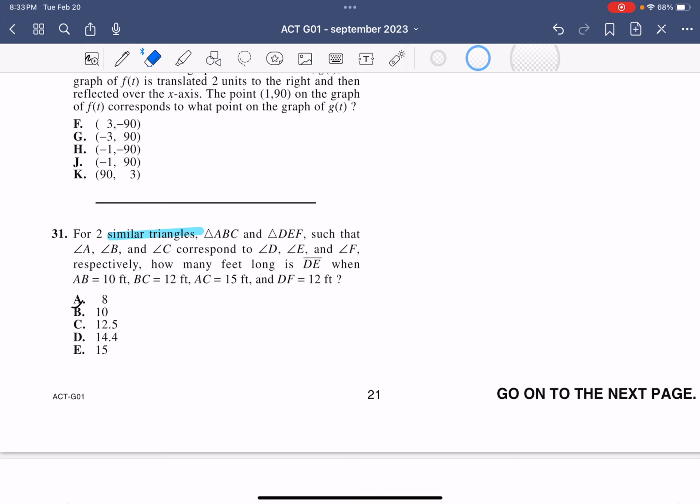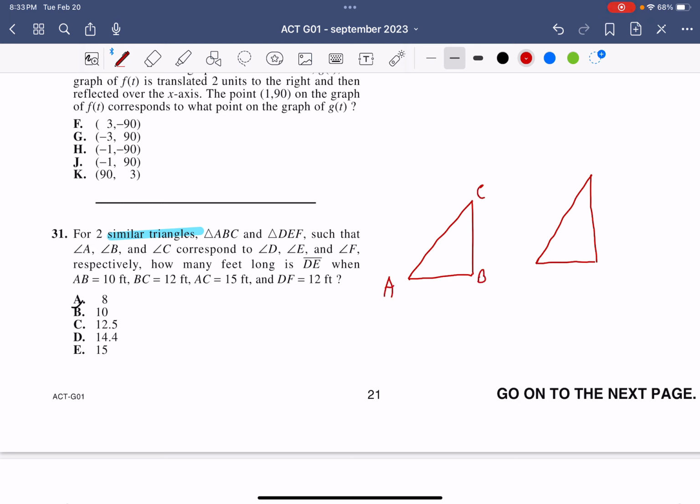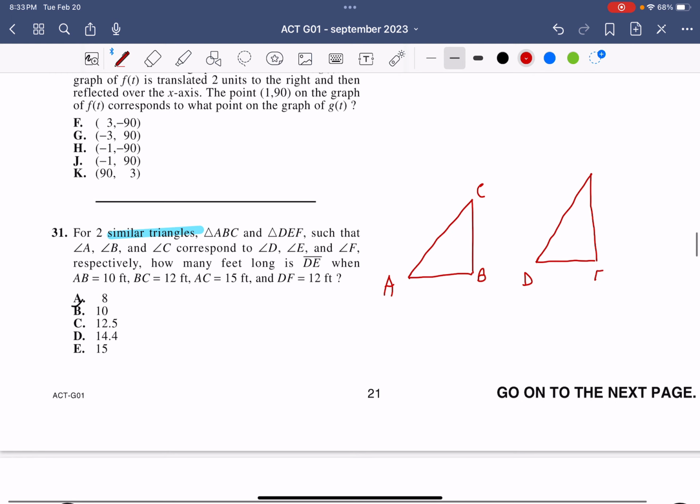I'm not going to draw a right triangle because it doesn't say in the problem that they are right triangles. So instead, I'm just going to draw two triangles that kind of look like right triangles, but we don't know if they are or not. All we know is that they're similar. So let's label them. We'll label this A, B, and C, and this is going to be D, E, and F. And you also want to make sure you follow the order.